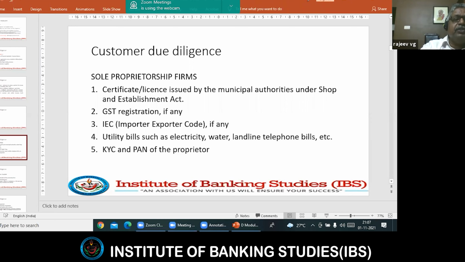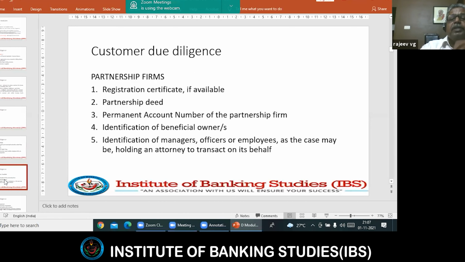And next, after sole proprietorship, it comes to partnership firm. Here, partnership firm, what are all the documents that they are giving? Partnership firm. What is a partnership? It's an association of persons. No, minimum two or more persons. Two or more persons, and the maximum number of partners permitted in a partnership is up to how much?